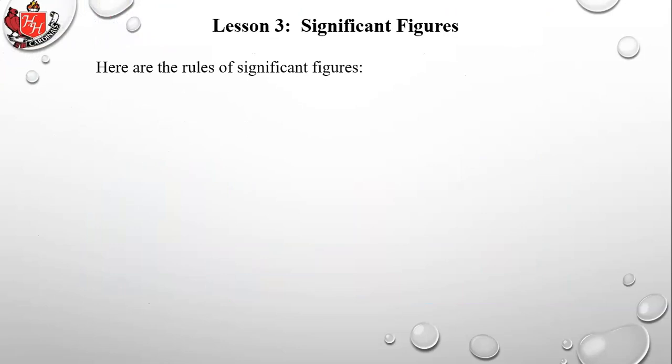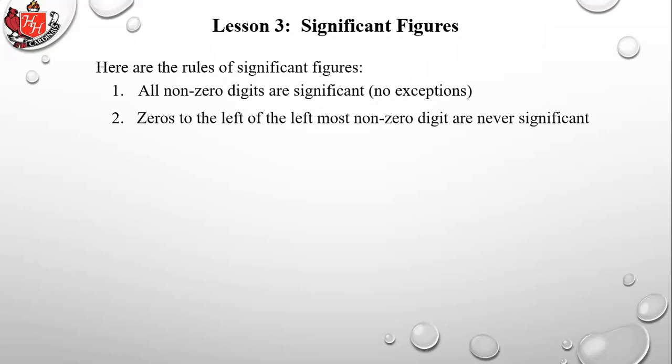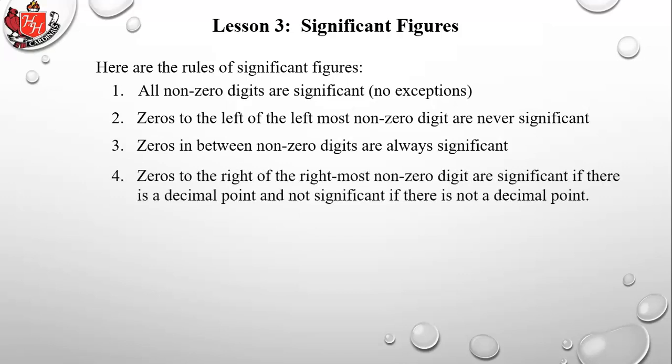So here are the rules for significant figures. I'm just going to read them off. They won't make total sense the first time through, but once you use them, you will see how they work. So all non-zero digits are significant, no exceptions. So anything that's not a zero is a significant figure. Zeros to the left of the leftmost non-zero digit are never significant. Zeros in between non-zero digits are always significant. Zeros to the right of the rightmost non-zero digit are significant if there's a decimal point, and not significant if there's not a decimal point. And I'll add that some books would call them uncertain, whether they're significant or not. I'll talk about that as we see some examples.